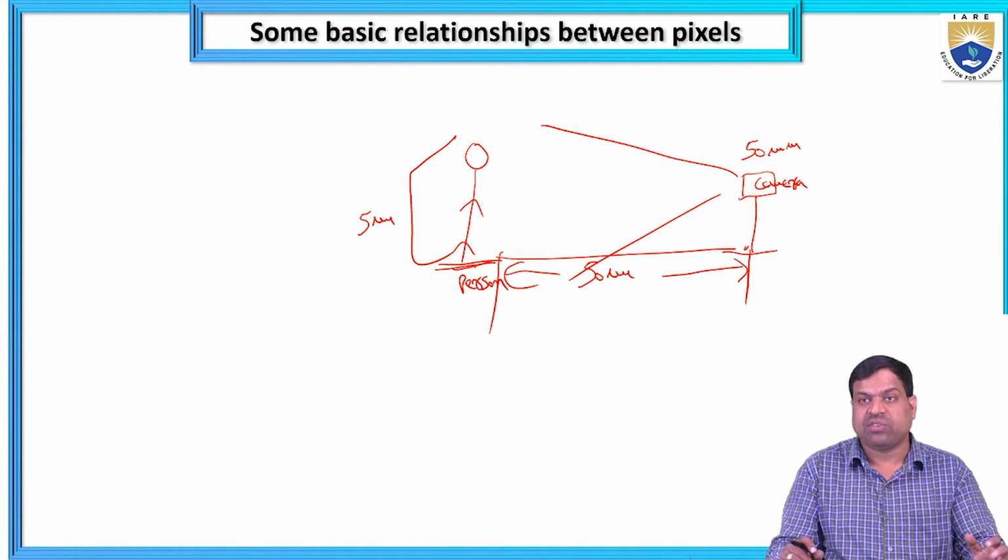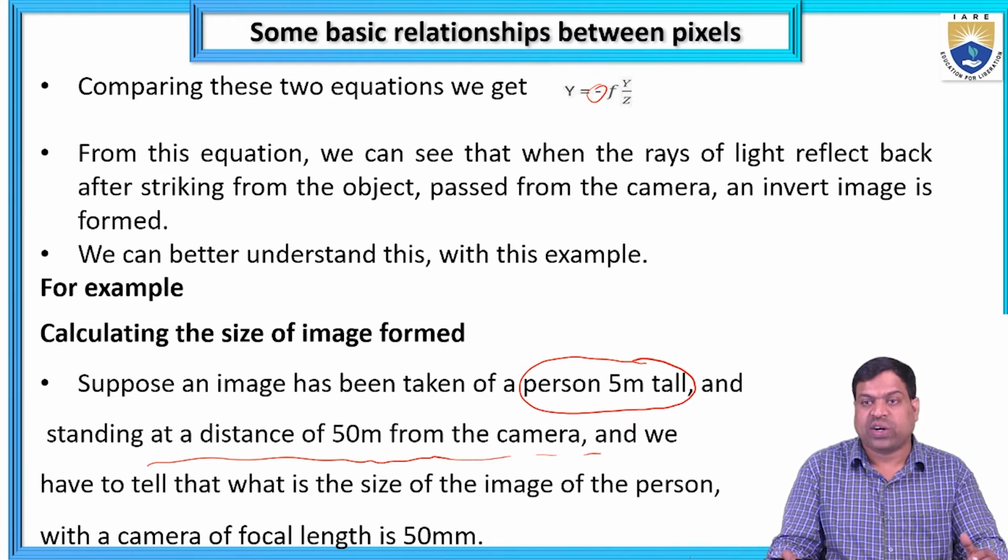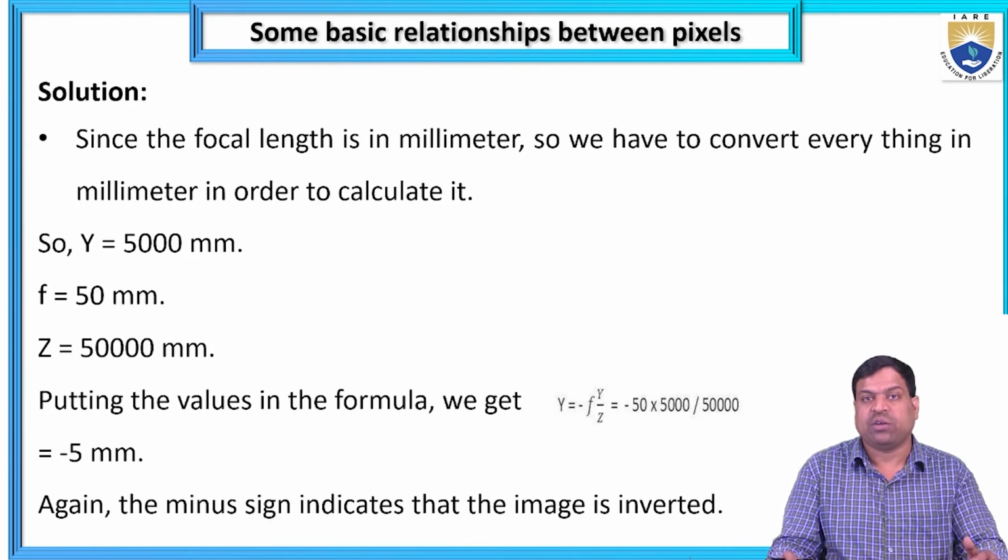So what is the size of the image of the person after the camera captures it, with a focal length of 50 mm? Solution: how do we calculate it? The focal length is in millimeters, so we have to convert everything into millimeters in order to calculate. Y equal to 5000 mm.